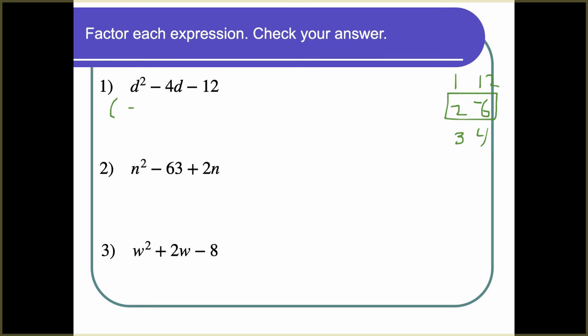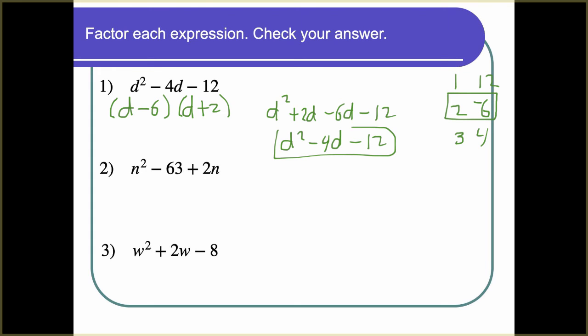So our factors are d minus 6 and d plus 2. That is my factored form. To check it, we would multiply d times d and get d squared. d times 2, which is 2d. Negative 6 times d, which is negative 6d. Negative 6 times 2, which is negative 12. Combine our like terms, and we get this. This is my check. This is my factored form.